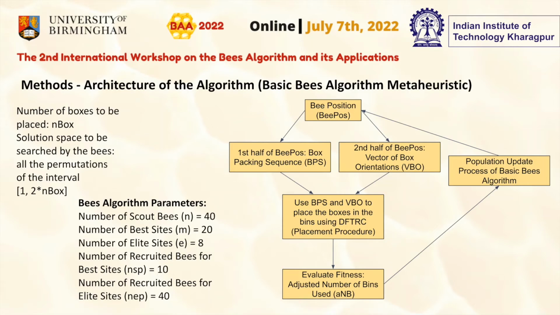As you can see, the parameters we've used for the Bees algorithm are 40 scout bees, 20 best sites, 8 elite sites, 10 recruited bees for the best sites, and 40 recruited bees for the elite sites.